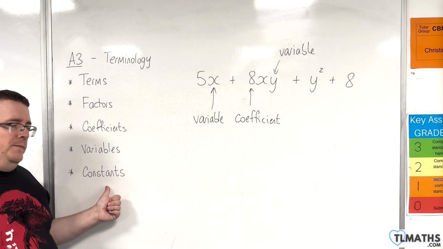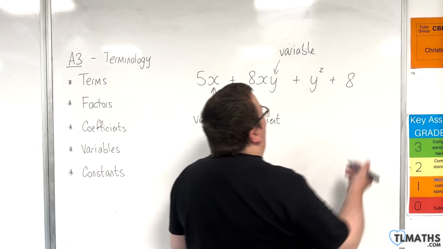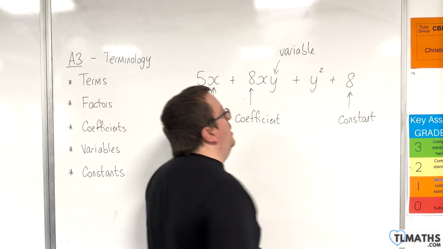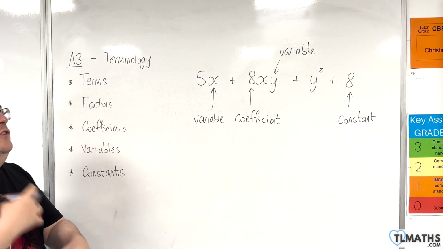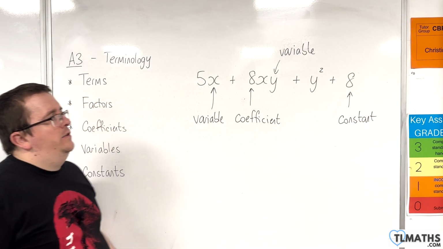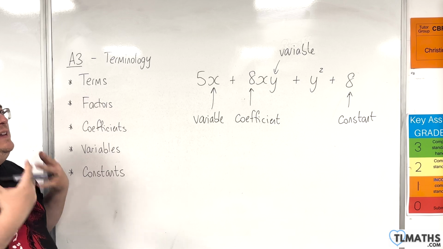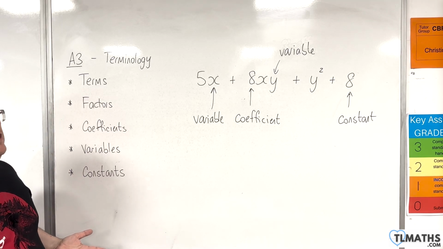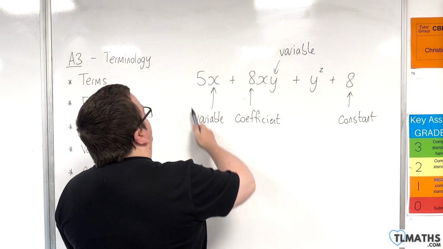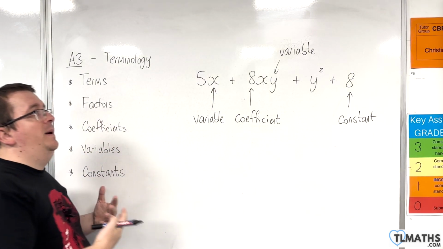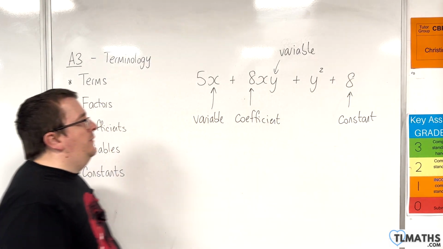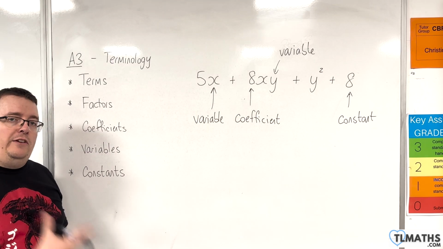Constants. So we refer to 8 here as a constant because it's got no algebra attached to it. There's no x's or y's attached to it. It's just a number added onto the end. So we refer to that as a constant that is part of the expression. Whereas x is a variable and 5x can obviously change depending on the value of x you substitute in, 8 won't change. It is a constant regardless of which value of x I substitute in.